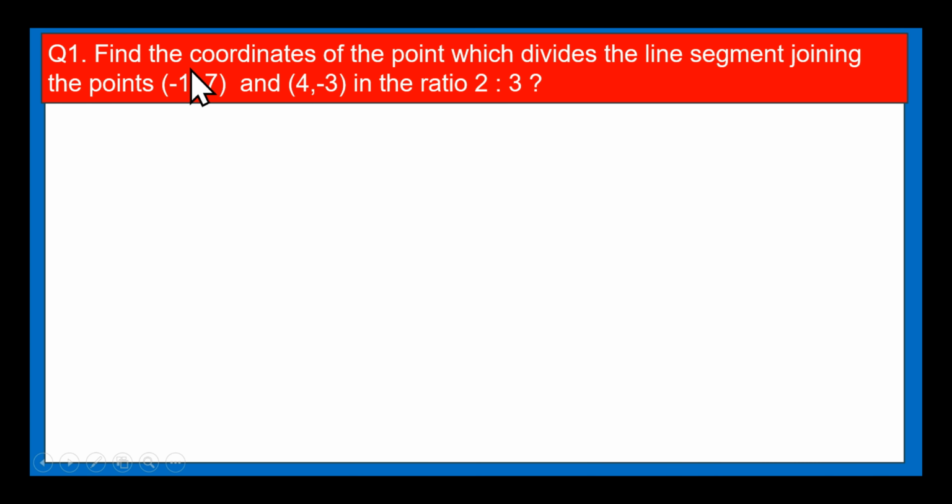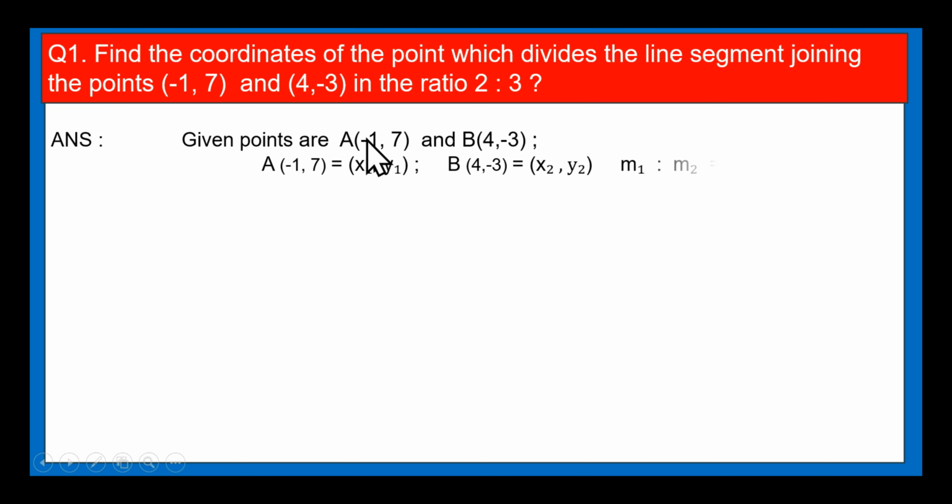We are given 2 points A and B. The first point is (-1, 7). Let us name this as A (-1, 7). And the second point is B (4, -3). These two are the given points. Now, let us assume the coordinates of point A as (x1, y1) and the coordinates of point B as (x2, y2). Now, the internal division ratio is 2:3, then m1:m2 is 2:3.